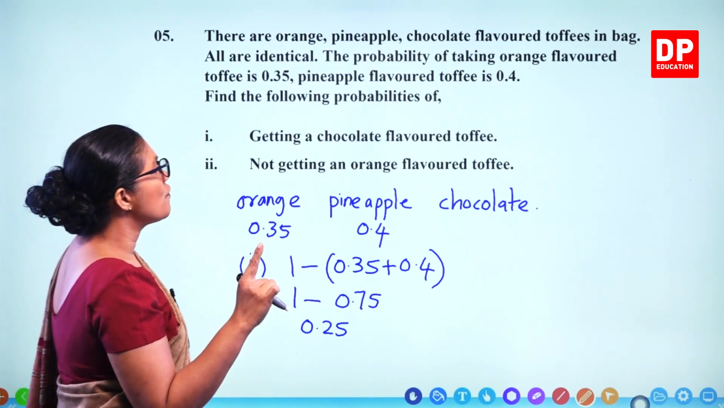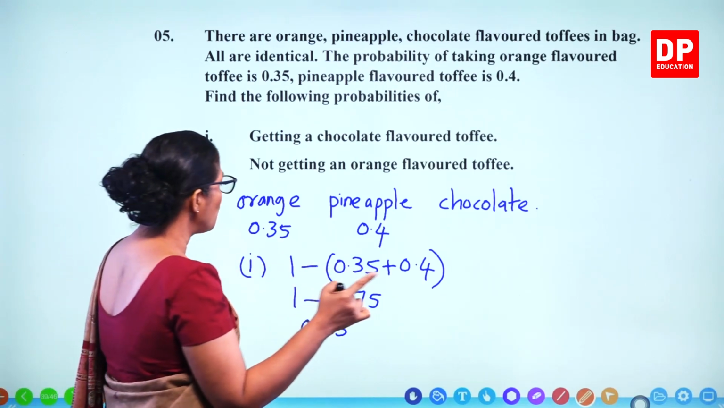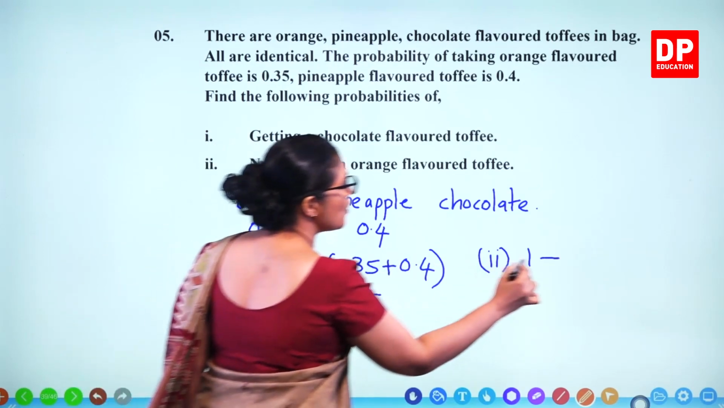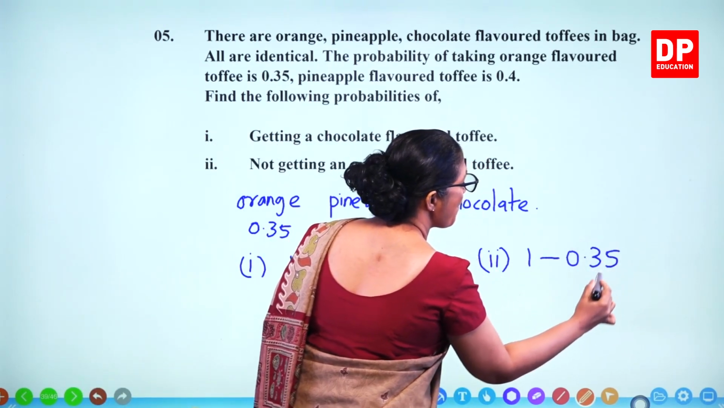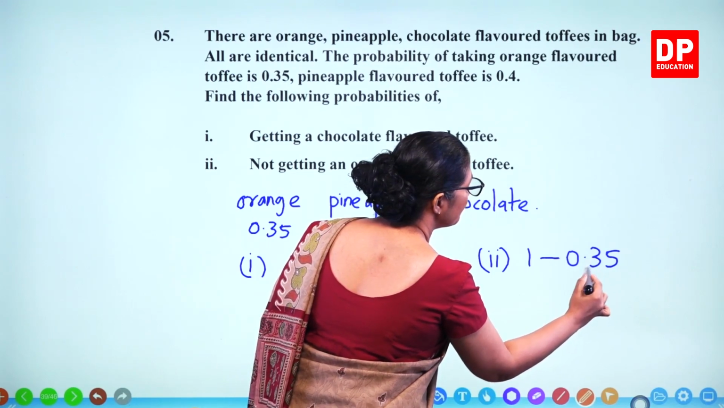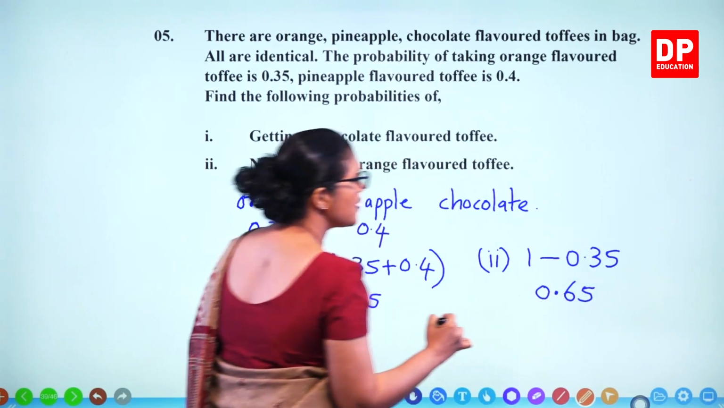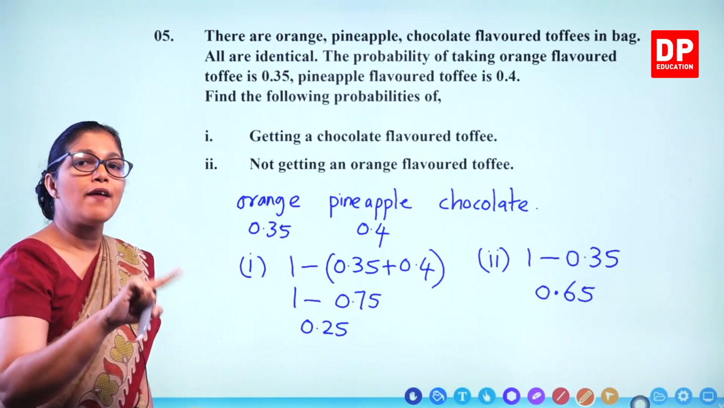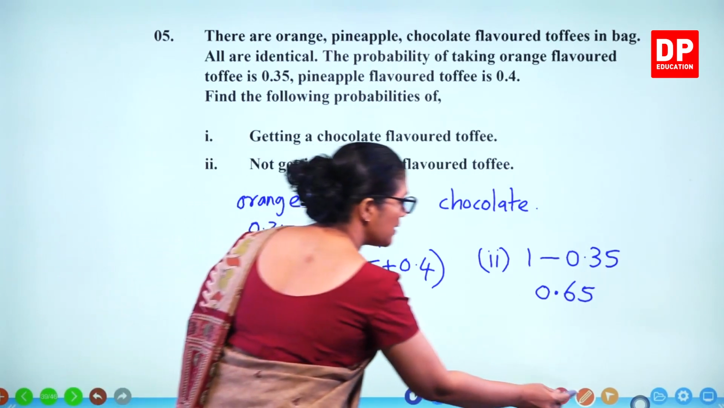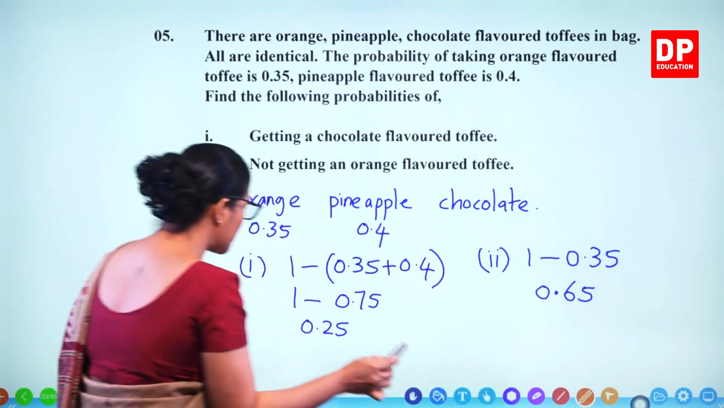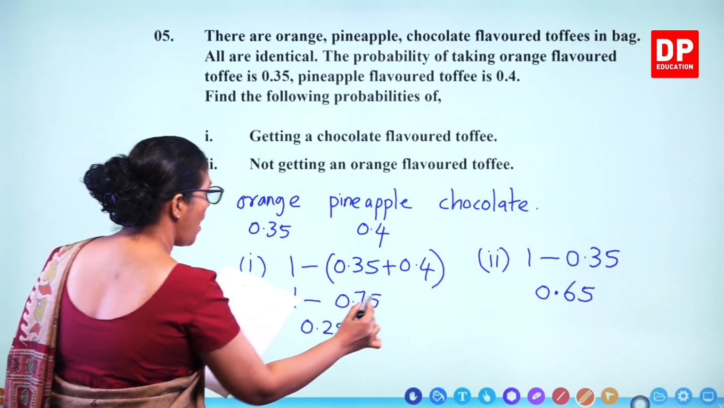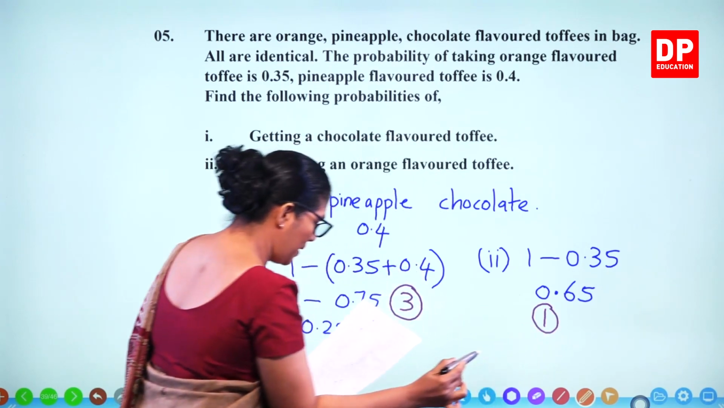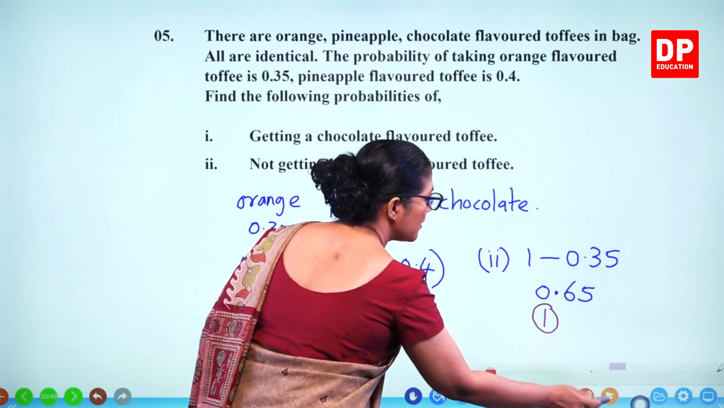Not getting an orange flavored toffee. Not getting means 1 minus probability of getting orange flavor, 0.35. So you get 0.65. So the probability of getting orange is 0.35. Not getting orange means 1 minus that. So how many marks for these two steps? You are getting 3 marks for this and 1 mark for this probability. And let's take the next one.